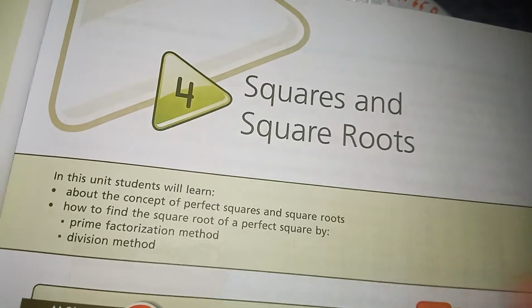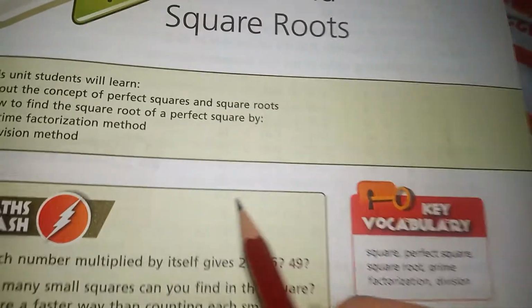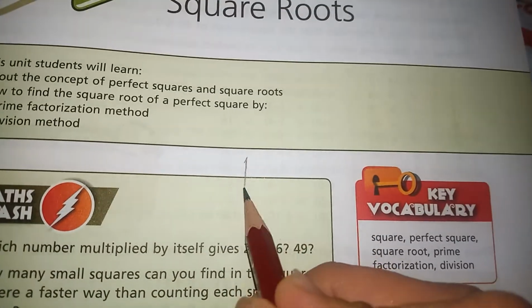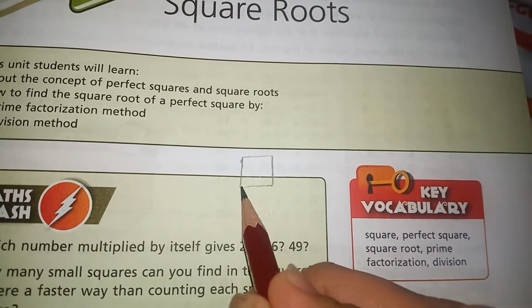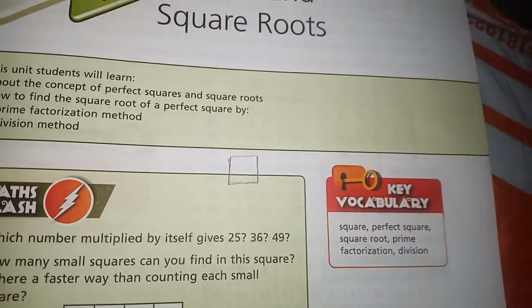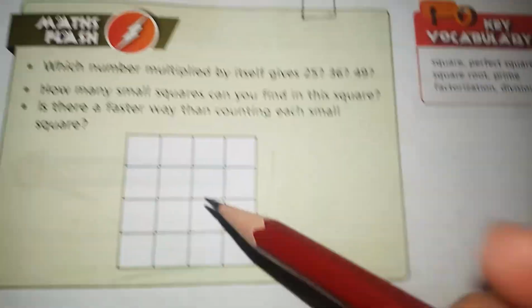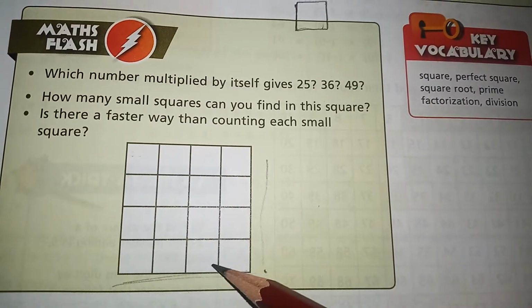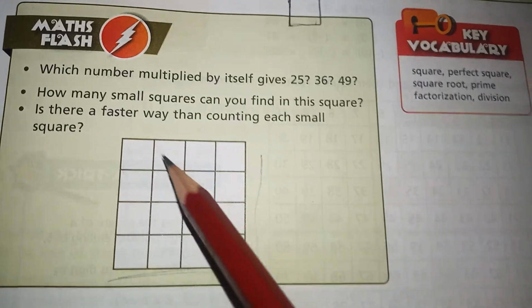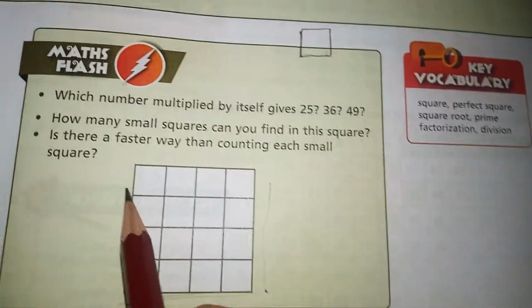Class 7th. Today we are going to start our chapter number 4, that is about squares and square roots. As you know, in a square all four sides of the figure are equal. A square has all its four sides equal. On your book page number 57 you can see the given picture of a square, and you can see all the sides of the square are equal.